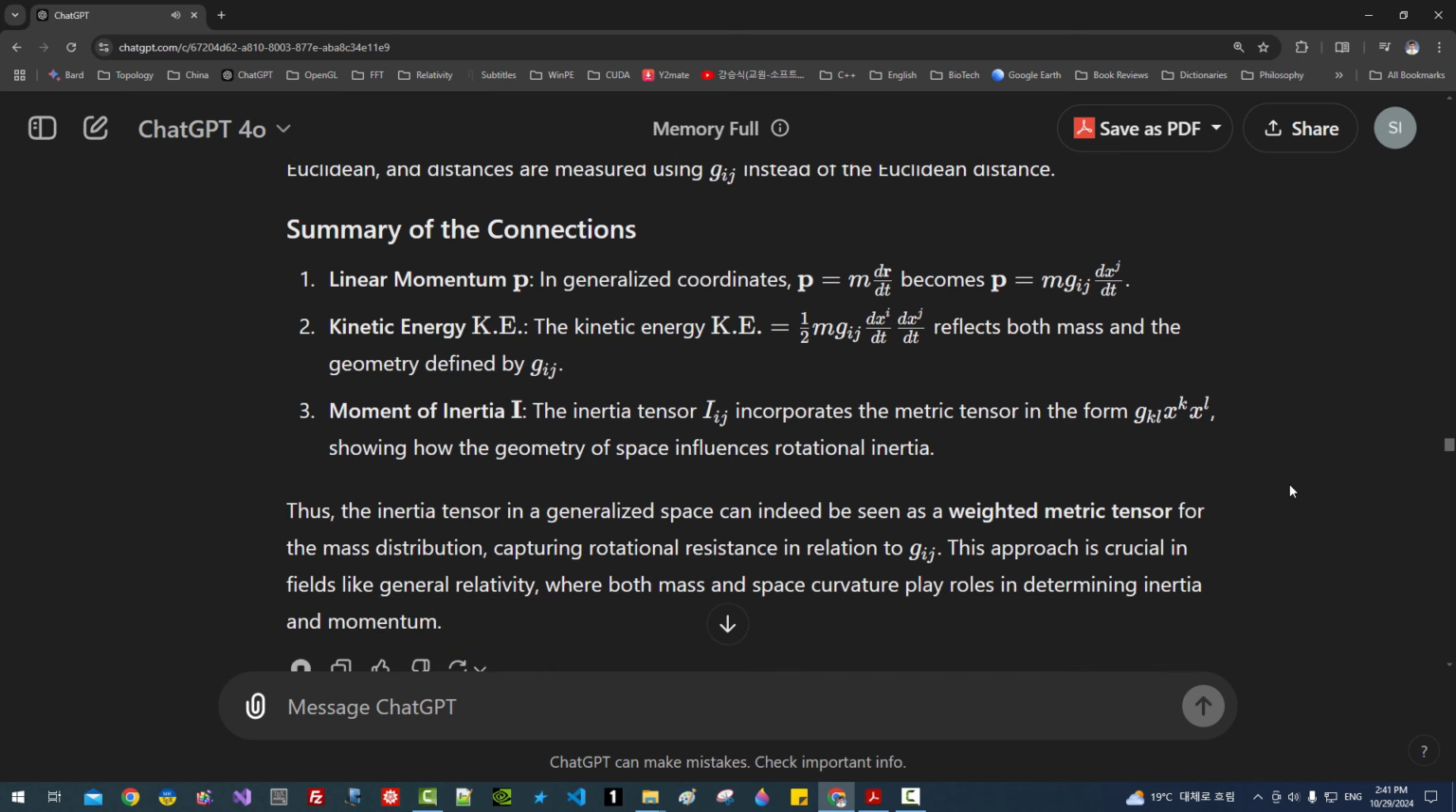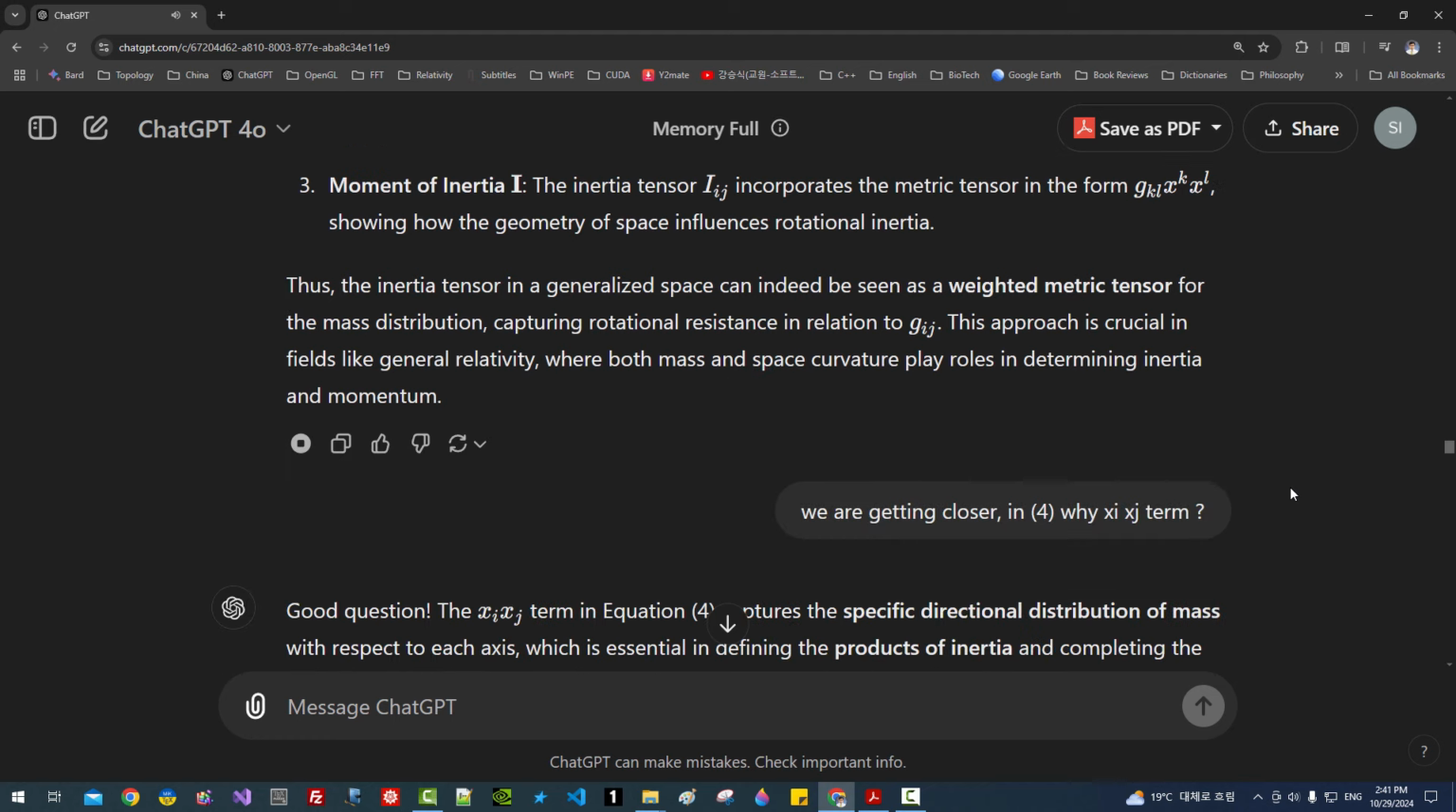Summary of the connections. 1. Linear momentum, p: in generalized coordinates, p = m dr/dt becomes p_i = m g_ij dx^j/dt. 2. Kinetic energy, KE: the kinetic energy, 1/2 m g_ij (dx^i/dt)(dx^j/dt), reflects both mass and the geometry defined by g_ij. 3. Moment of inertia, I: the inertia tensor incorporates the metric tensor in the form g_kl x^k x^l, showing how the geometry of space influences rotational inertia. Thus, the inertia tensor in a generalized space can indeed be seen as a weighted metric tensor for the mass distribution, capturing rotational resistance in relation to g_ij.